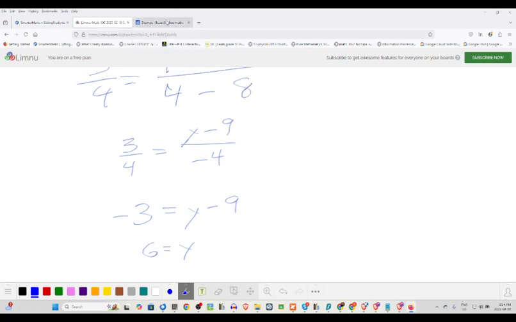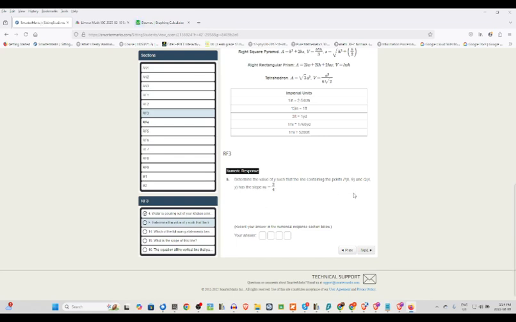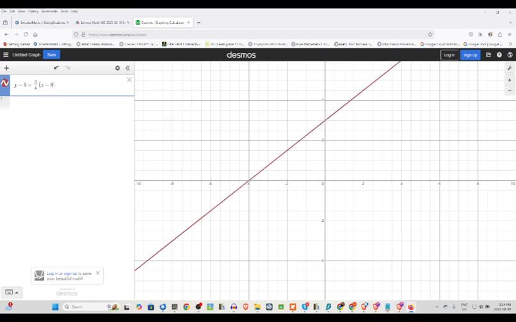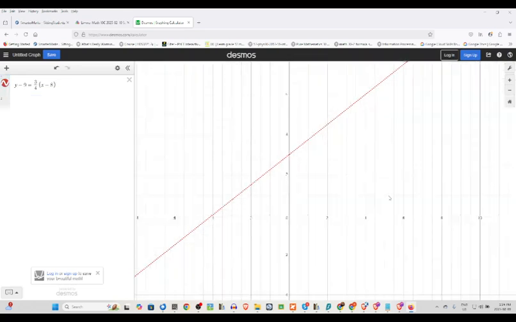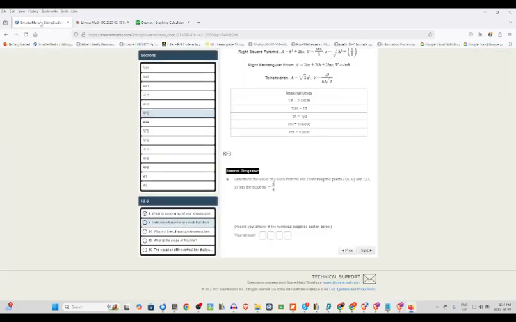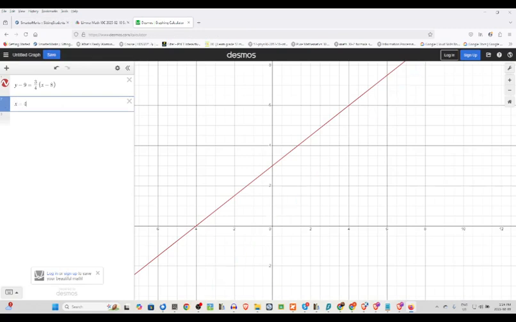So the point connecting these, we can double check this. The point they gave us was 8, 9. So we can go y minus 9. We can just write this in our slope point form. All right, and we are comparing this to, we want to find the y when x equals 4. So when x equals 4, y is 6.